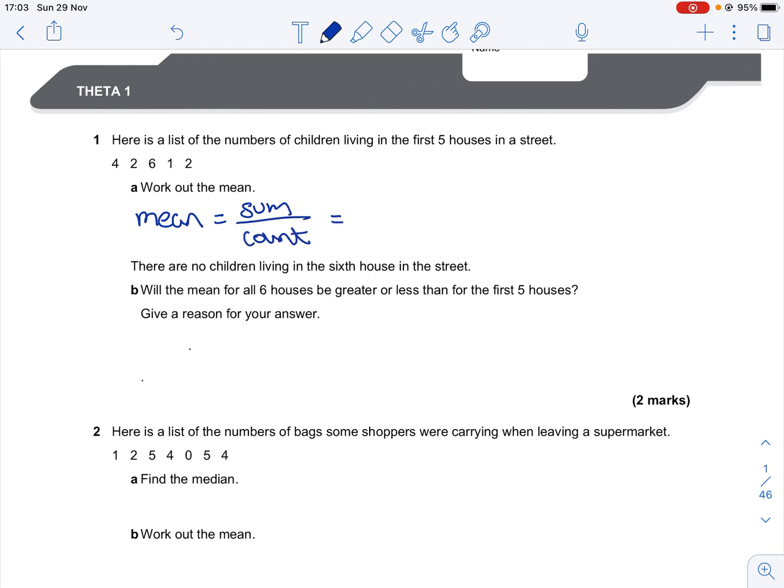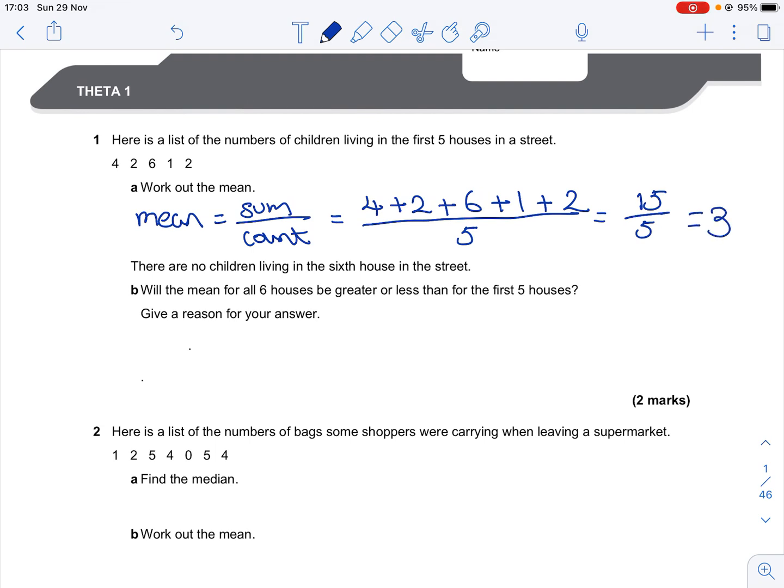So the sum means we add them up together. So we have 4 plus 2 plus 6 plus 1 plus 2 divided by the count, which is 5. So we're just going to add them. So 4 plus 2 is 6, 6 plus 6 is 12, 12 plus 1 is 13, 13 plus 2 is 15, 15 divided by 5, which equals 3.